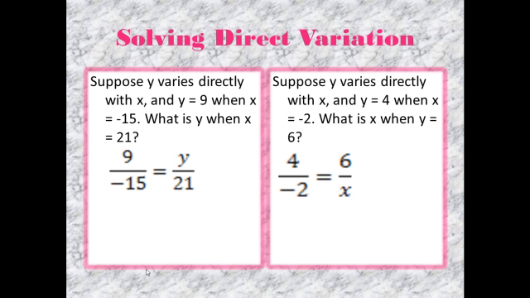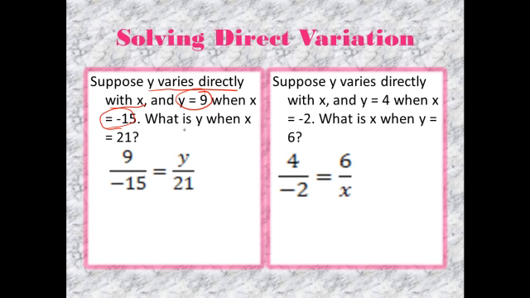How to solve direct variation. Suppose y varies directly with x, and y equals 9 when x equals negative 15. We want to know what is y when x equals 21 under the same relationship. So we set up a proportion with the first relationship of y equaling 9 when x equals negative 15. So 9 over negative 15.